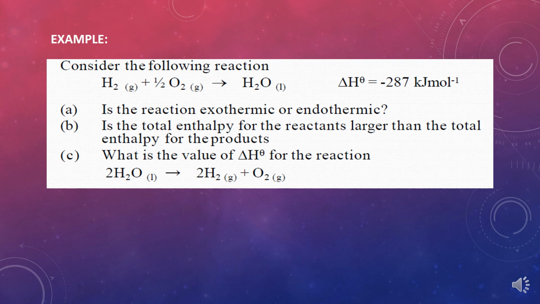And C. What is the value of standard enthalpy change for the reaction? 2 mole of water molecule produce 2 mole of hydrogen plus oxygen. The answer is 571.6 kJ per mole. I hope you can try to calculate the answer by using the formula we discussed in the previous slide.